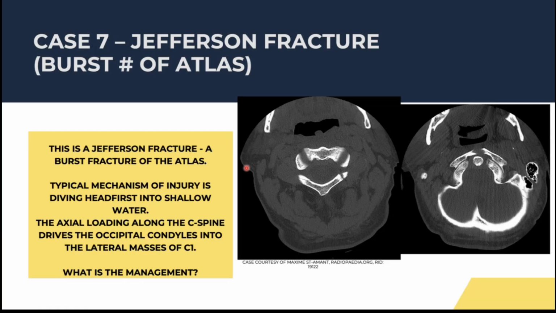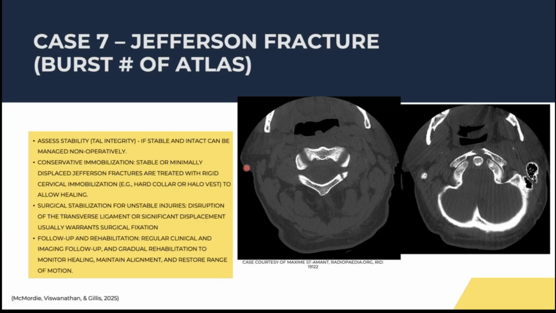No? Okay, so you want to first of all make sure that you're assessing the stability. You want to check the integrity of the TAL, which means transverse atlantal ligament. It's the ligament that acts as a seatbelt across the peg, or the dens, and keeps it securely against the anterior arch of C1. That prevents C1 from shifting forward excessively, which could otherwise compress the spinal cord. So you want to assess the stability and the integrity of that ligament.